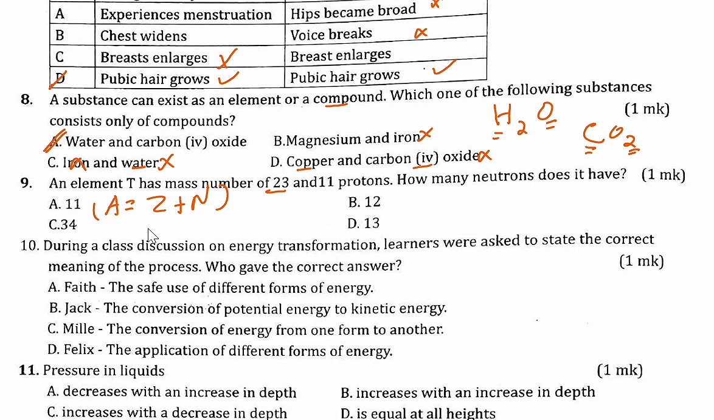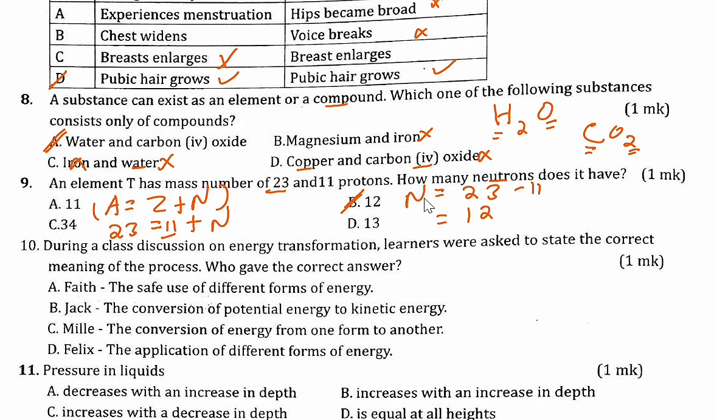So you can say 23 is equal to, it has 11 protons. So atomic number is 11, or 11 protons, plus N neutrons, which we don't have. So I can do a simple mathematics, take this 11 to the other side. So I can see my N is 23 minus 11. So when you subtract these two, 23 minus 11, I get the answer is 12. And therefore, the correct answer is part B.